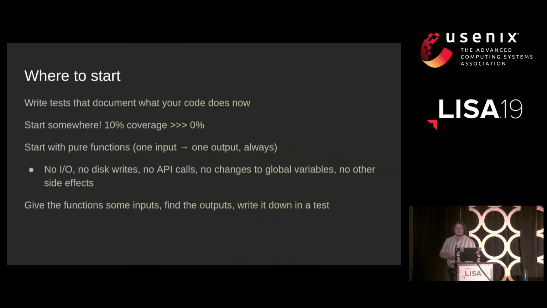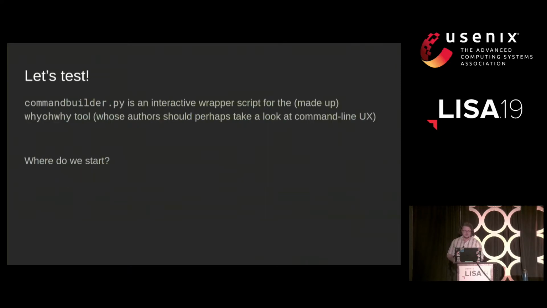As far as figuring out what tests to start writing, I suggest that you start with pure functions, and if you don't know what those are, that's where you really look at what the function itself is doing. A pure function is one input leads to one and only one output. So that means that you're not handling I/O, you're not writing to disks, you're not making API calls that can come back with anything that the server wants, you're not messing with global variables, you don't have side effects. And then when it comes to writing the tests, give the function some inputs, figure out what outputs they give you now, and write it down.